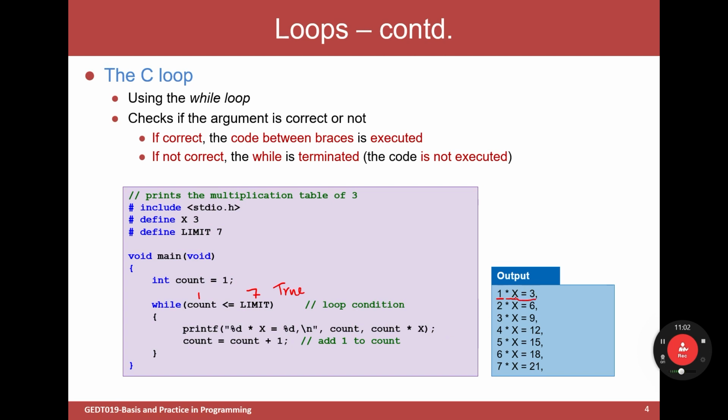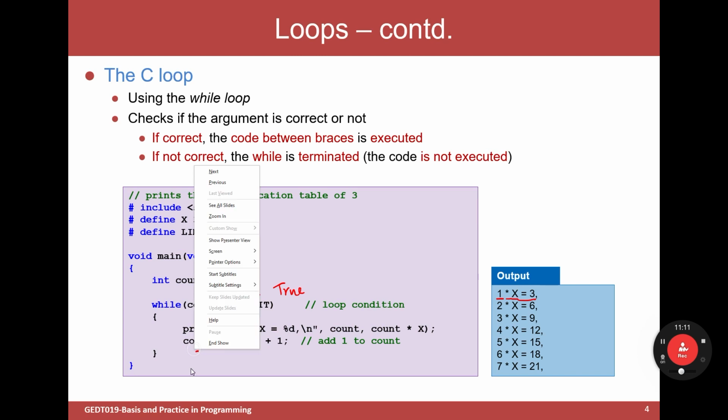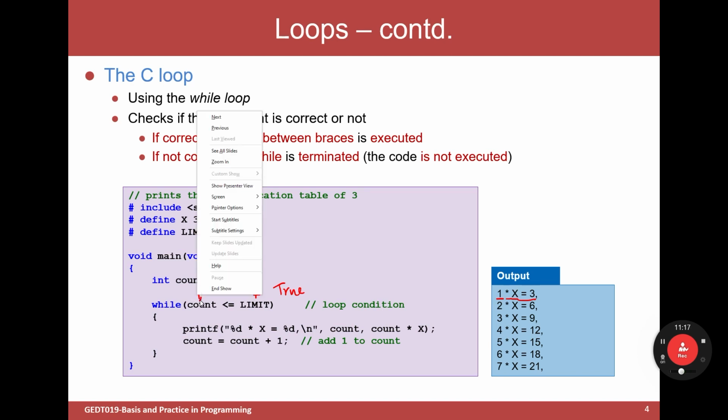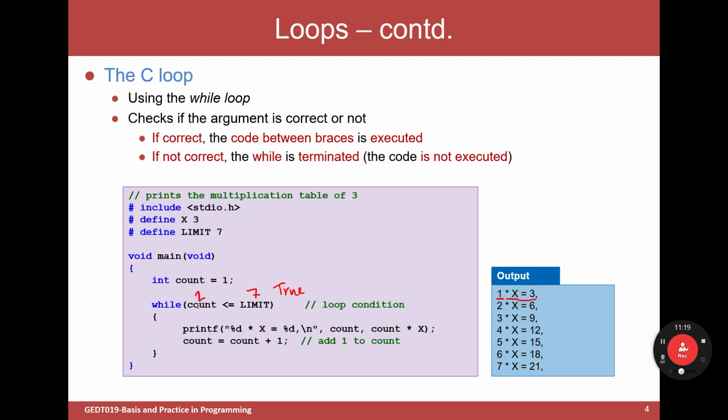Only this sentence. And then it will make count equal now how much? It will be count plus 1, so it will be equal to 2. So now count is equal to 2. Now let's go to the block again one more time. Count now is 2.